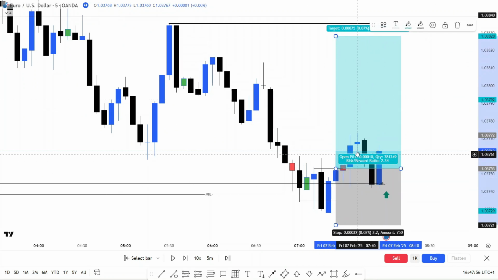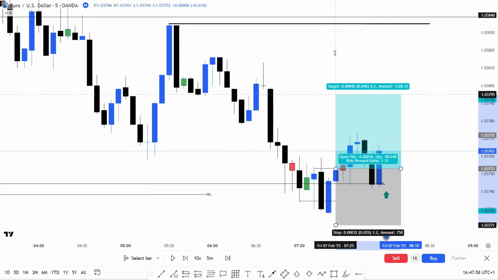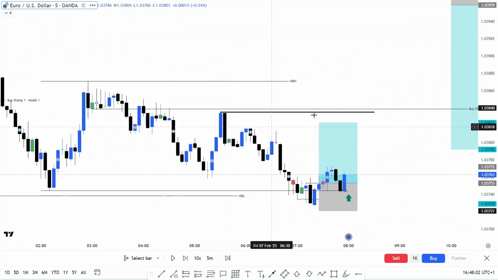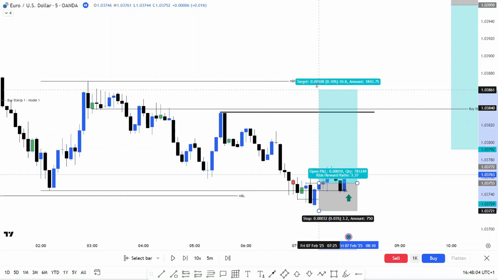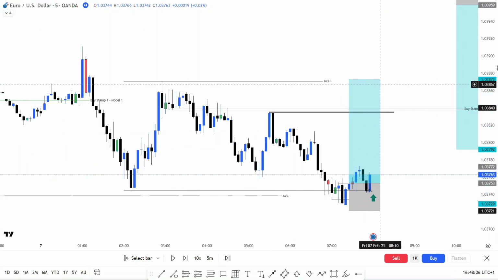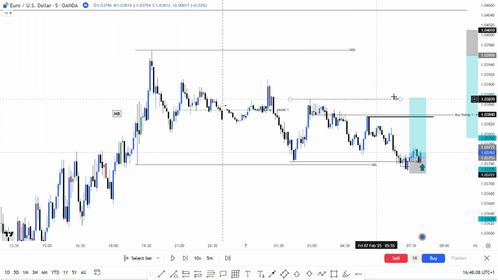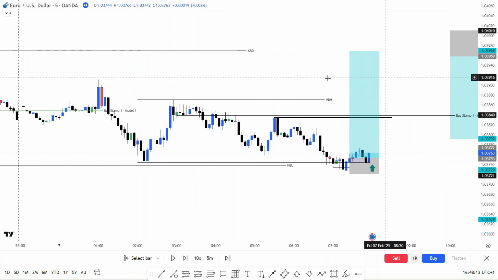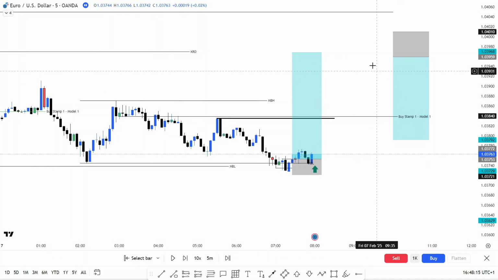You have enough opportunity to enter, and where is our target? Where is our first target? Of course, I like taking one particular take profit. But I remember vividly, I actually held this trade till this particular draw on liquidity, and at 10 a.m. I was expecting a reversal, which is this. So let's see if we are going to get there.